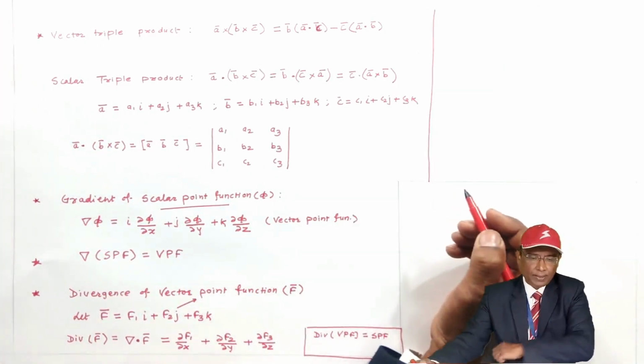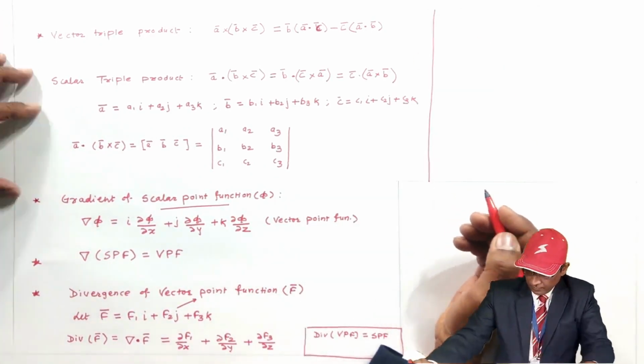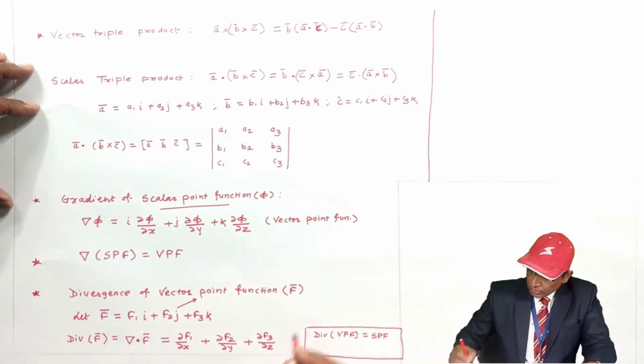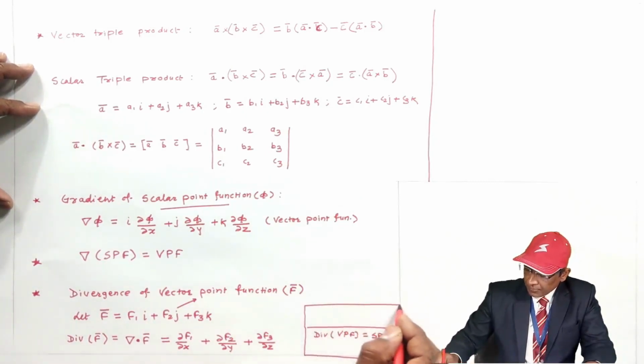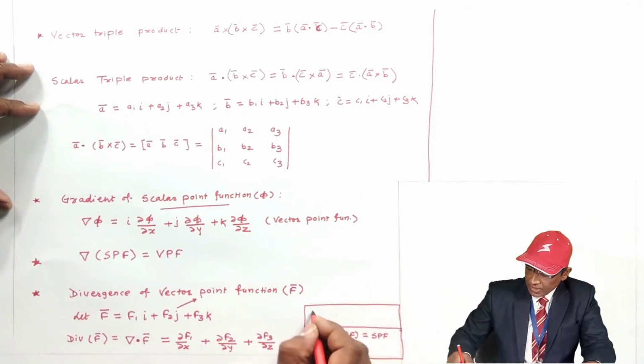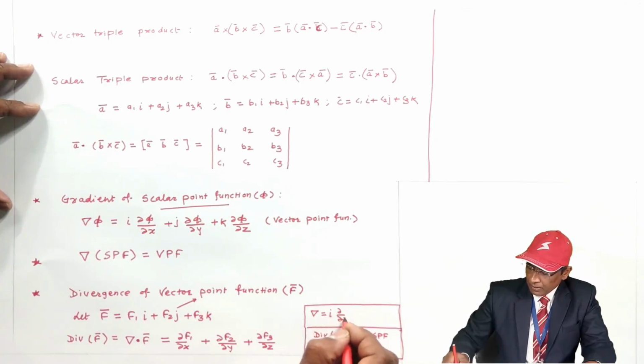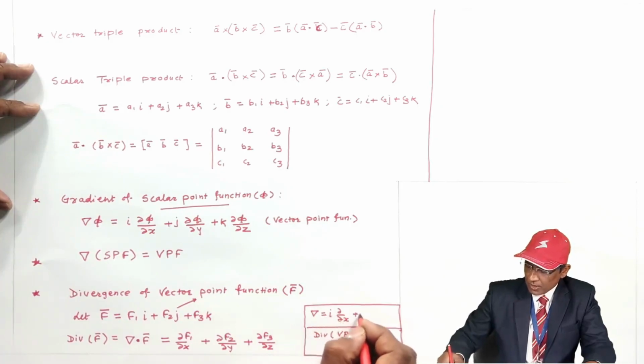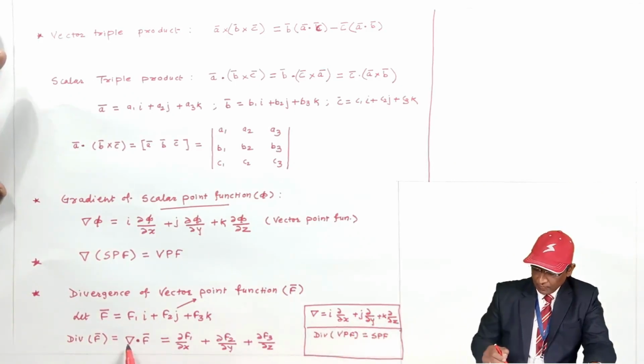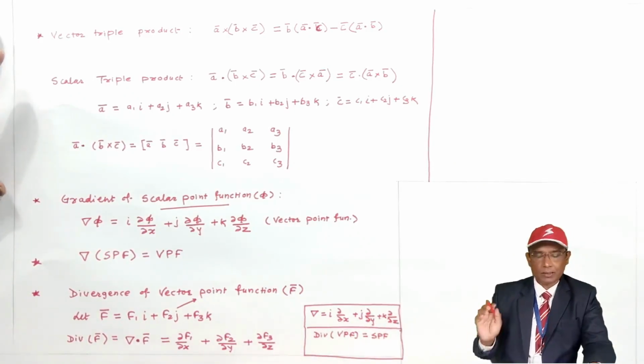Now the third operator is curl. And one more thing I would like to tell you: what is del? Del is an operator. It is a differential operator which has direction. Del is i, derivative with respect to x, meaning partial derivative, j, derivative with respect to y, k, derivative with respect to z. If you put this value here and take the dot product, you will get it like this.